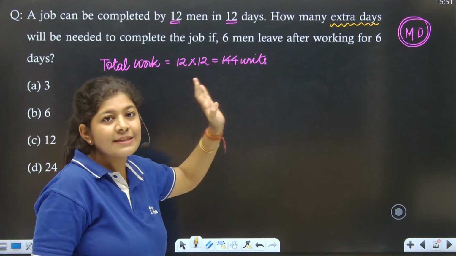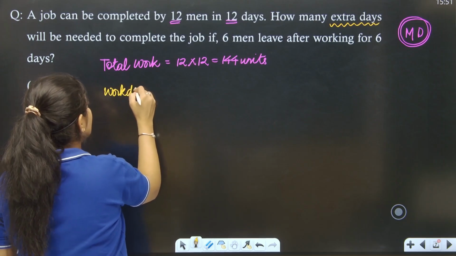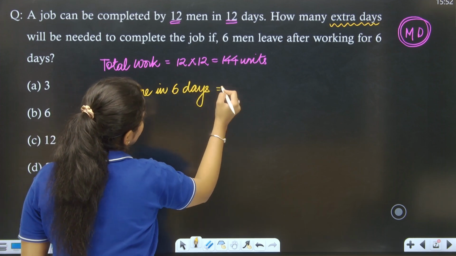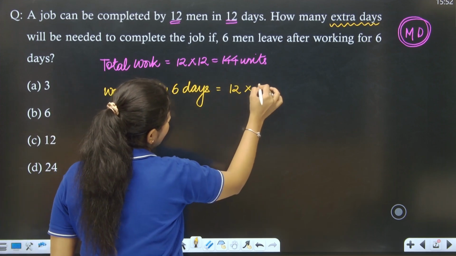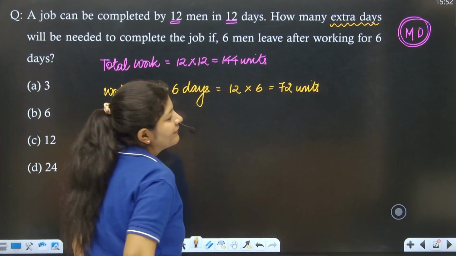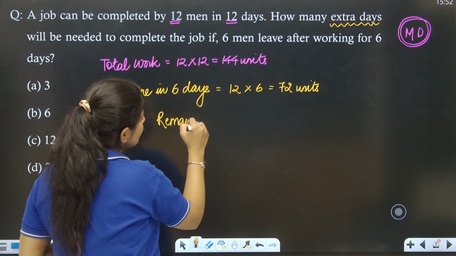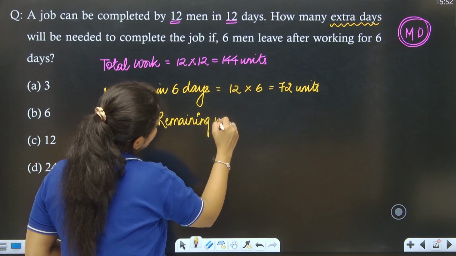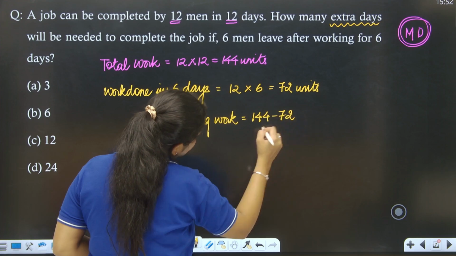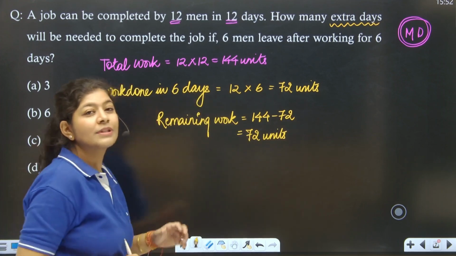That means for 6 days the whole 12 men are working. So, work done in 6 days: how many units of work are completed in 6 days? 12 men are working for 6 days, so they have completed 72 units of work. Now, how much remaining work do the remaining persons need to do? The total work is 144, and out of that 72 units are completed. That means 72 units are still remaining.